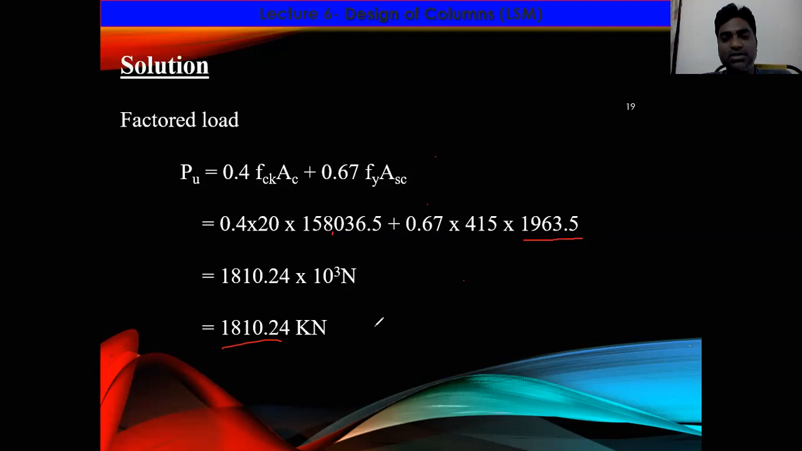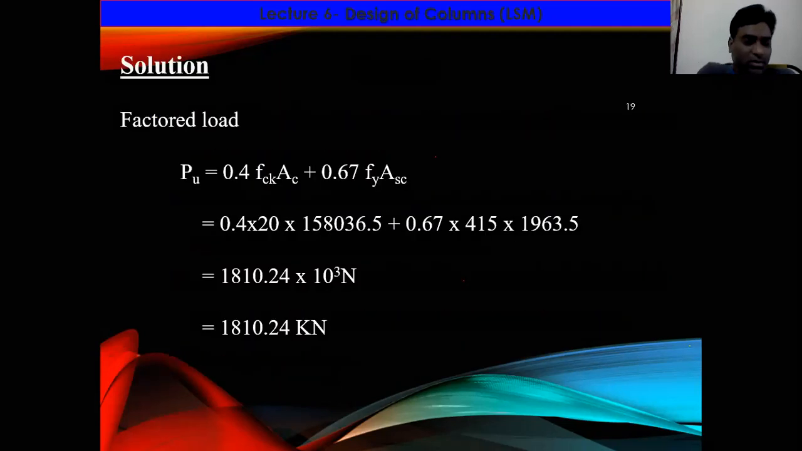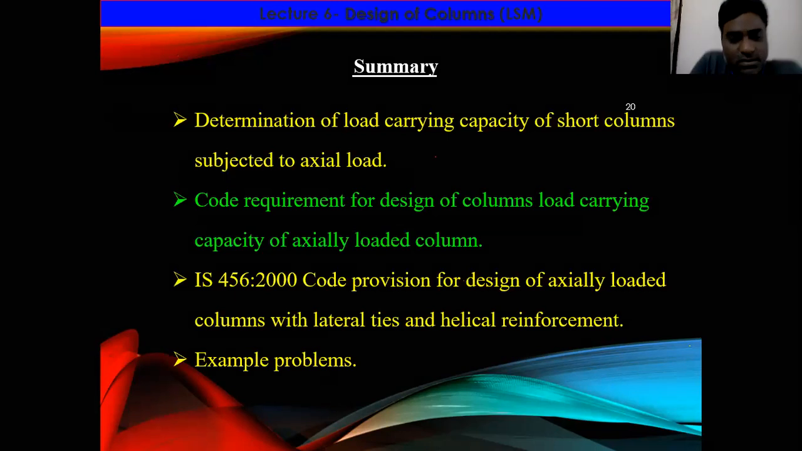That means first you need to check whether it is a long column or short column. Then again you need to check the eccentricity criteria. If these two conditions are satisfied, then only you can use this formula to determine the load carrying capacity of the column. Right. So for this, I would like to conclude this class.